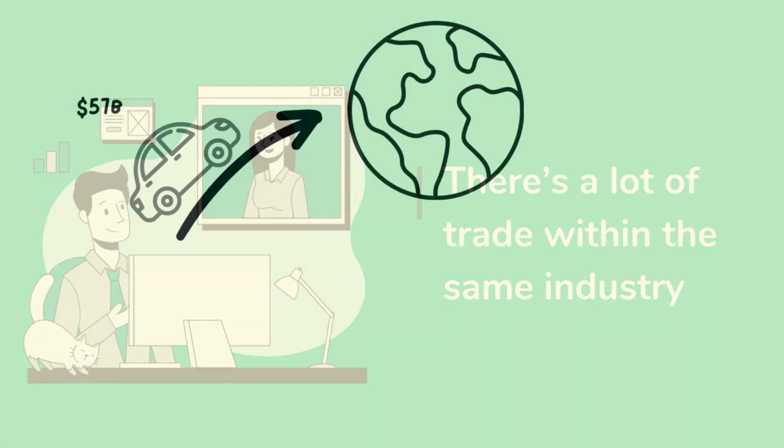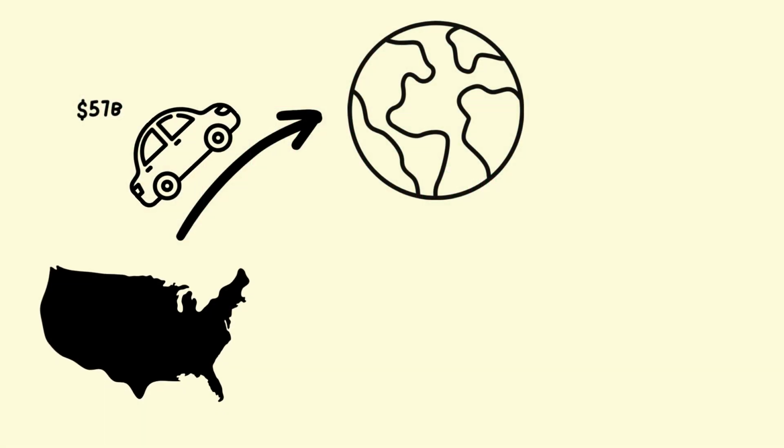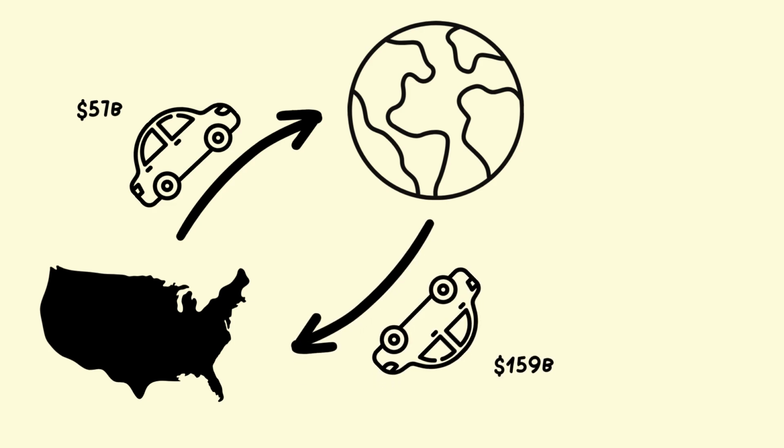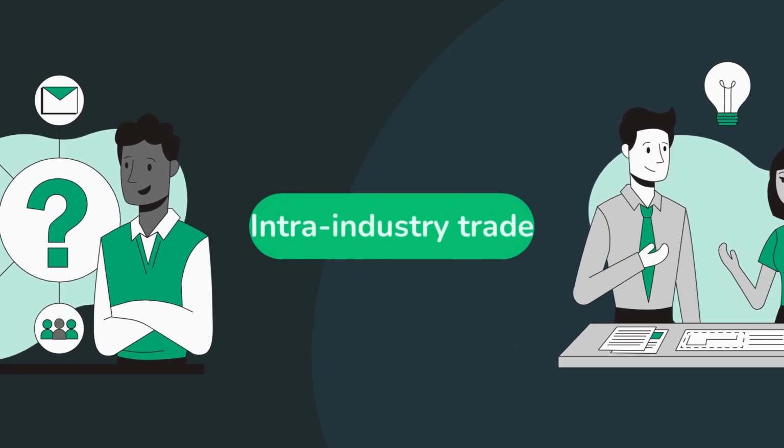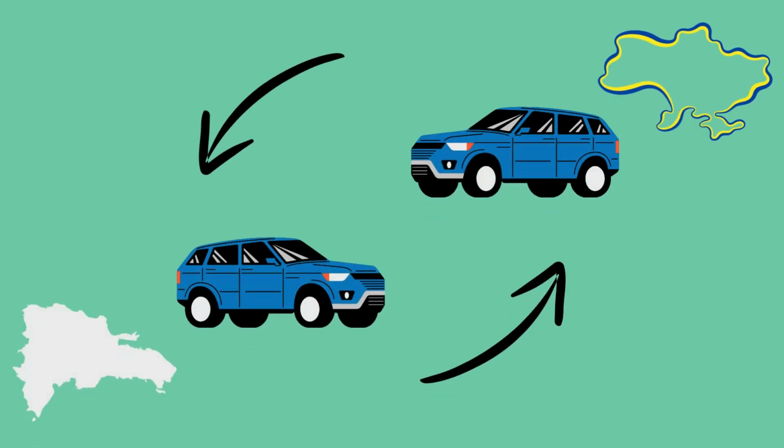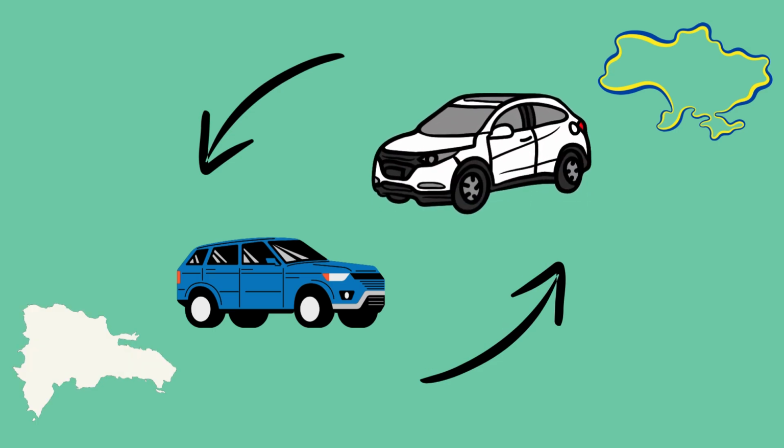In 2022, the United States exported over $57 billion worth of cars. At the same time, it imported $159 billion worth of cars. Economists call this intra-industry trade, which is when countries trade goods that are in the same industry. To be clear, it's not that countries are trading identical goods. Instead, firms specialize within their industry.